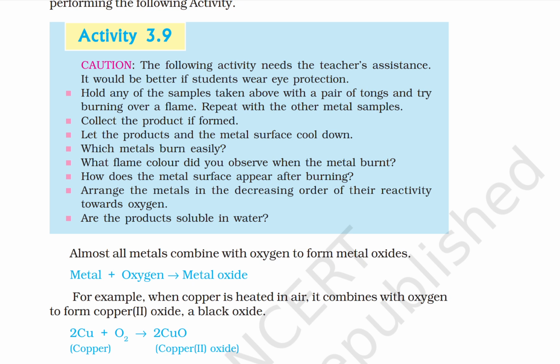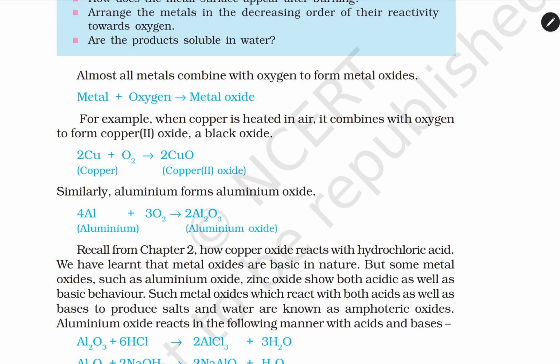Here is another example. When copper is heated in air, it combines with oxygen to form copper oxide, which is a black oxide. You can observe the chemical equation here: copper reacting with oxygen to form copper oxide. Similarly, aluminium forms aluminium oxide. For magnesium, it is 2Mg plus O2, which gives 2MgO. So it is forming magnesium oxide.